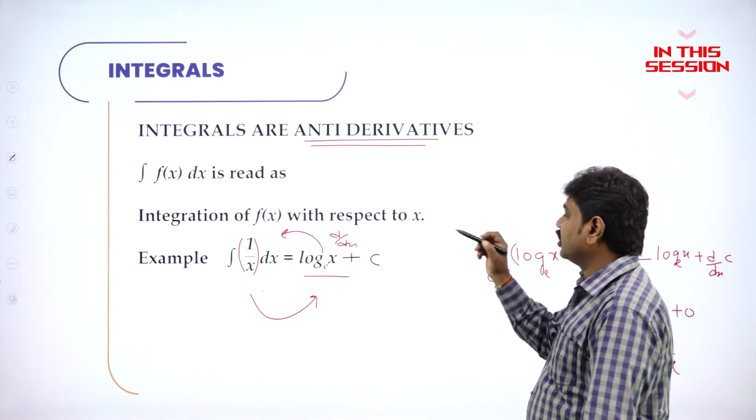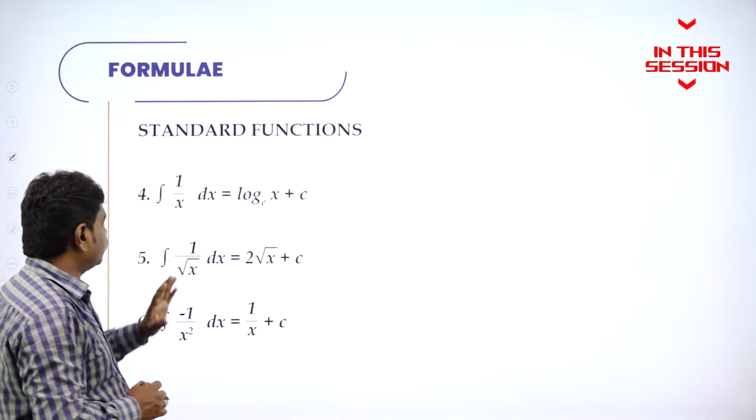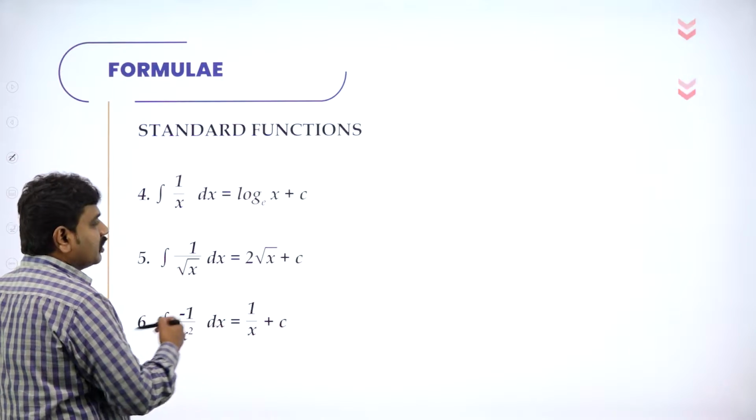One simple example I took, integration of log x. Derivative of log x is 1 by x. So integration of 1 by x is log x. Integration of 1 by root x is 2 root x. Integration of minus 1 by x square is 1 by x.